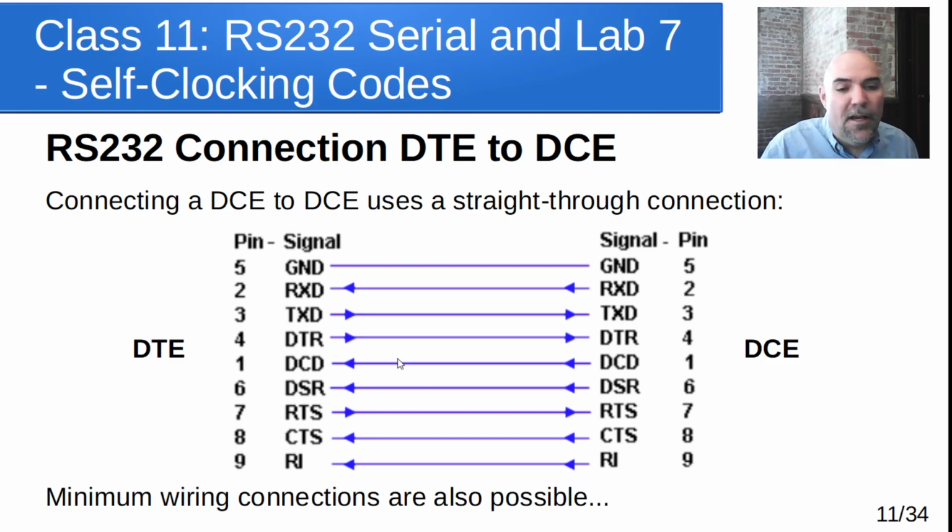There's no cabling that changes in the middle partway through. In other words, 1 goes to 1, 2 goes to 2, 3 goes to 3, all the way up to 9 going to 9. But that means something kind of interesting. That means, for example, let's look at the transmit data line here.